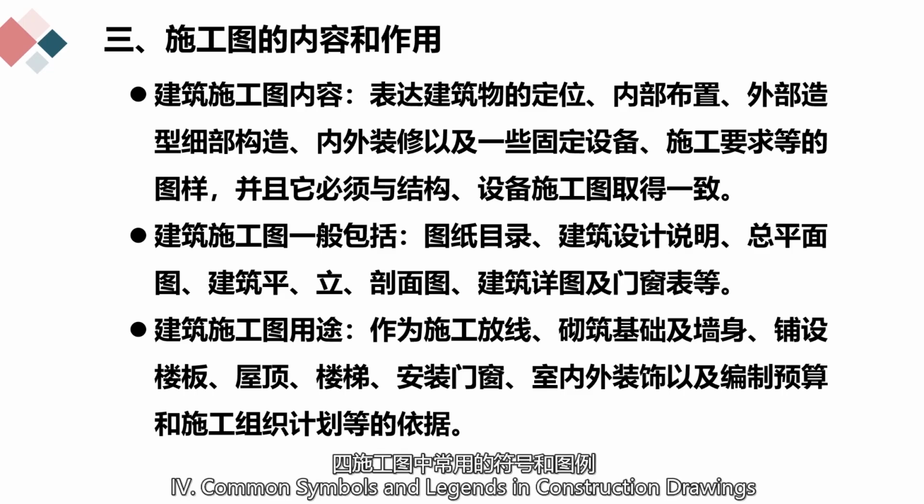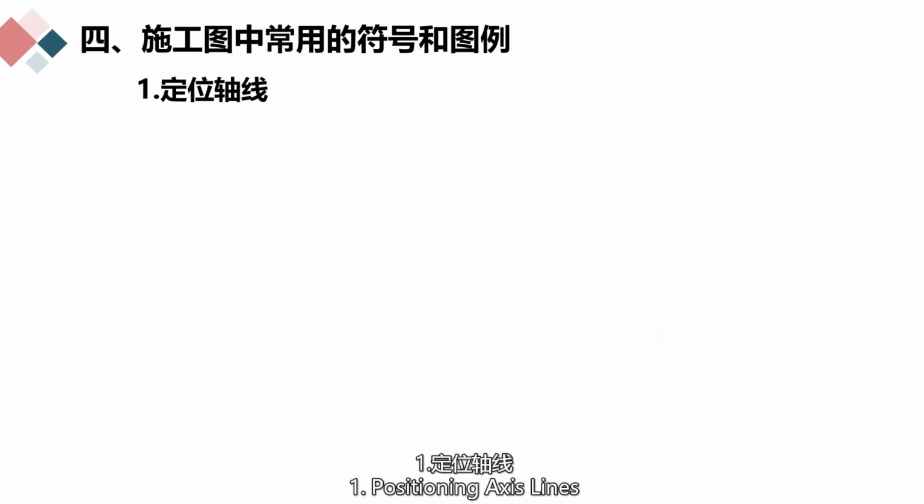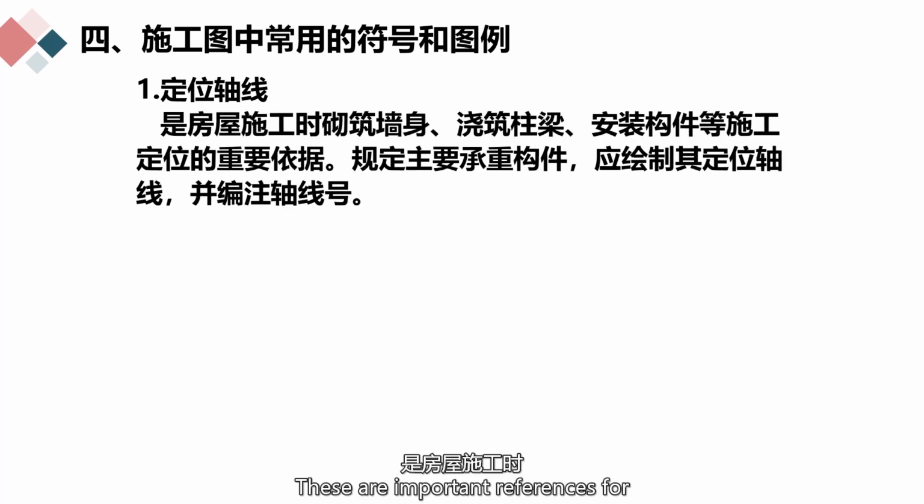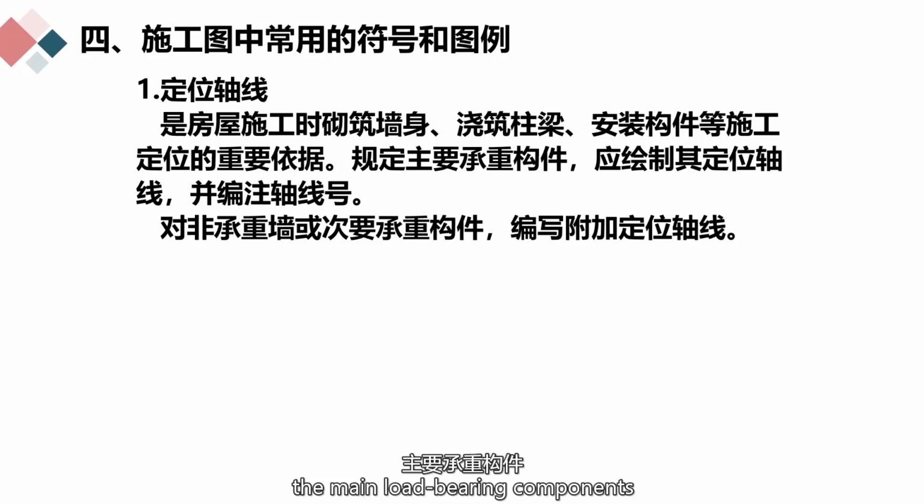4. Common symbols and legends in construction drawings. 1. Positioning axis lines. These are important references for construction positioning of building walls, pouring of columns and beams, and installation of components. When constructing walls, it is stipulated that the main load-bearing components should have their positioning axis lines drawn and numbered. For non-load-bearing walls or secondary load-bearing components, additional positioning axis lines are compiled.